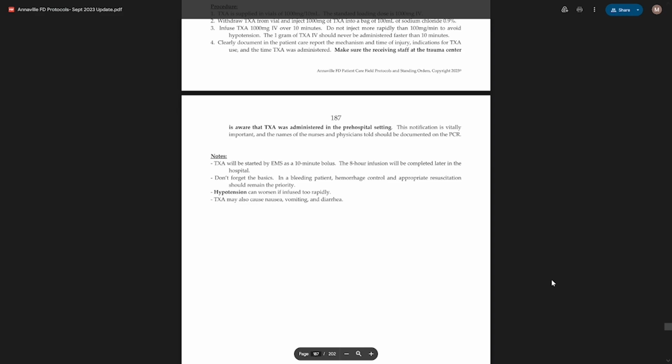Don't forget the basics. In a bleeding patient, hemorrhage control and appropriate resuscitation should remain the priority. Hypotension can worsen if infused too rapidly, and TXA may also cause nausea, vomiting, and diarrhea.